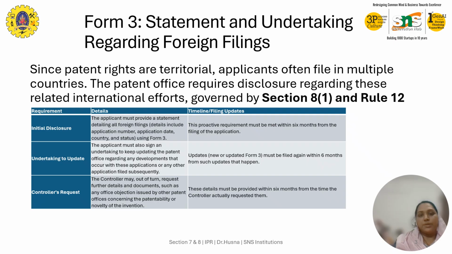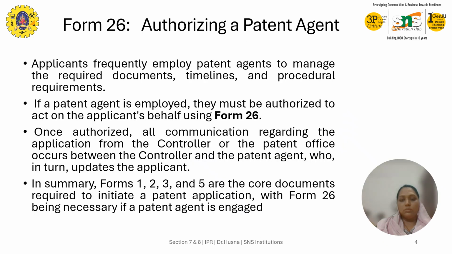So in the next slide, we'll see about the Form 26 filing procedure. Next is Form 26, that is authorizing the patent agent. It is a crucial document used when the applicant chooses to authorize a patent agent or attorney to act on their behalf during the patent filing and prosecution process.